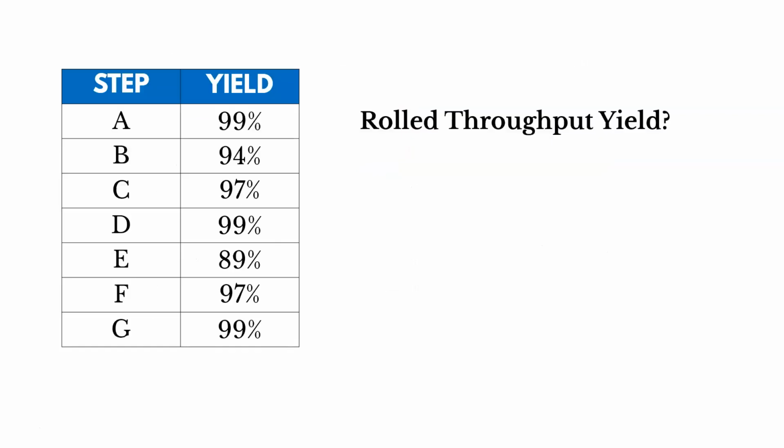Here's another example. So let's say we've got a process with 7 steps here, and the individual yields for each process step. Feel free, if you'd like, to stop this video for a moment and try to calculate this. Now, if we multiply these all together, in this case, our rolled throughput yield is going to be 76.3%. Remember, that rolled throughput yield is always going to be less than the yields of individual process steps.